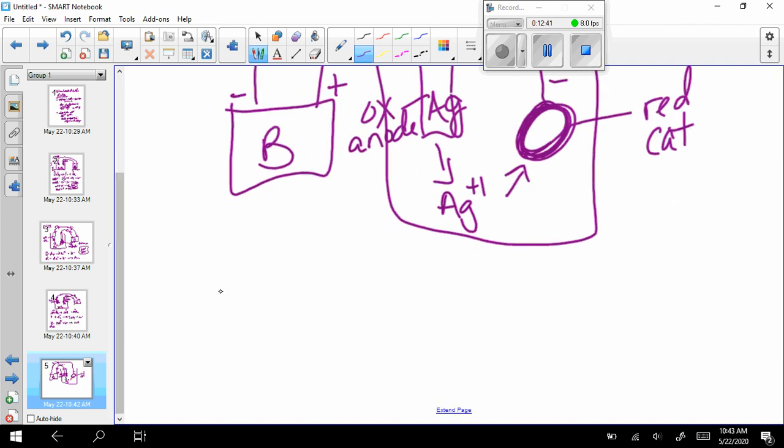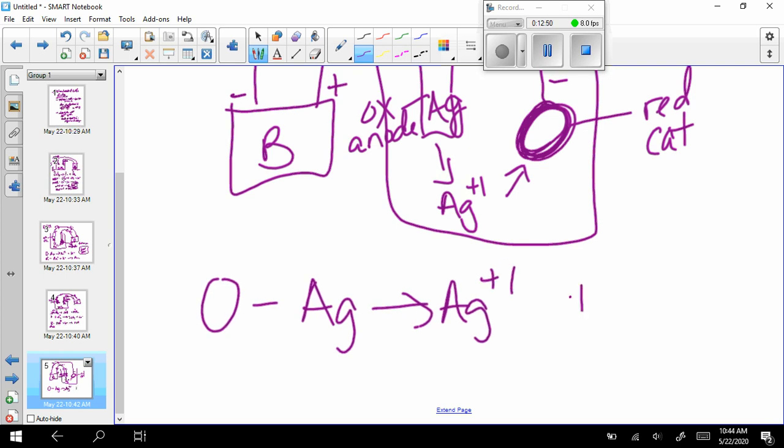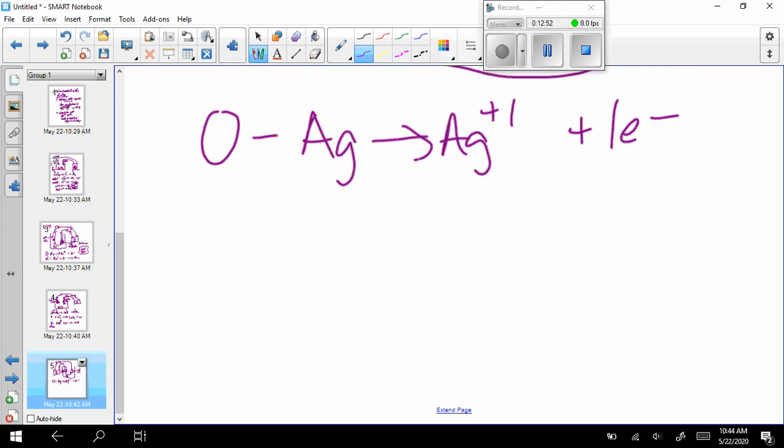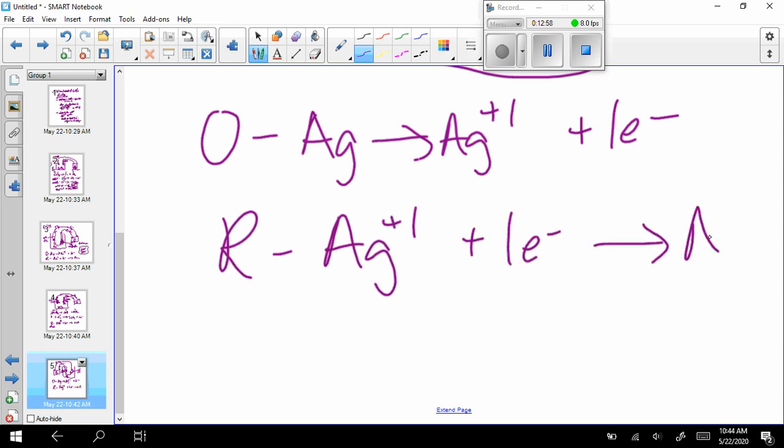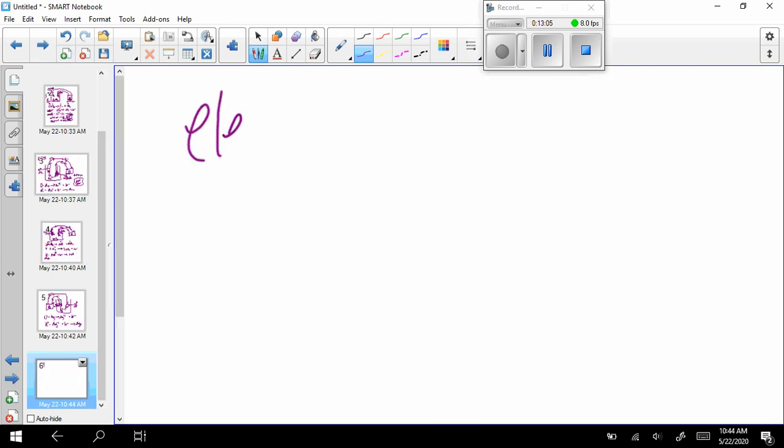I write my half reactions. So the oxidizing happened right here. So Ag becomes Ag plus 1 electron. And then the reduction is always the opposite of it. Ag plus 1 electron gives me Ag.